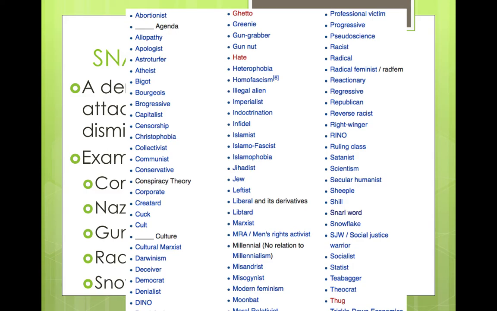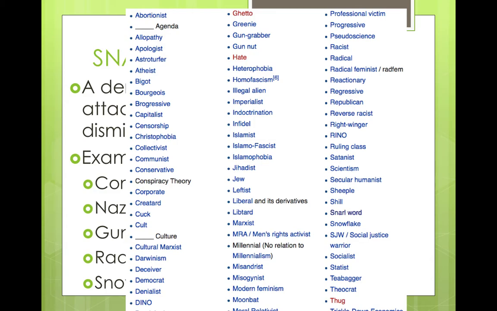Things like jihadish as a snarl word, right? Right-winger could be considered a snarl word. If you are in the central or on the left wing, not all groups are going to see snarl words the same way. Conspiracy theory is on there. Corporate, not a snarl word for a lot of people, but it's listed here. You've got moonbat, which I have no idea what that means. You've got Satanist, which seems a little bit more clear.